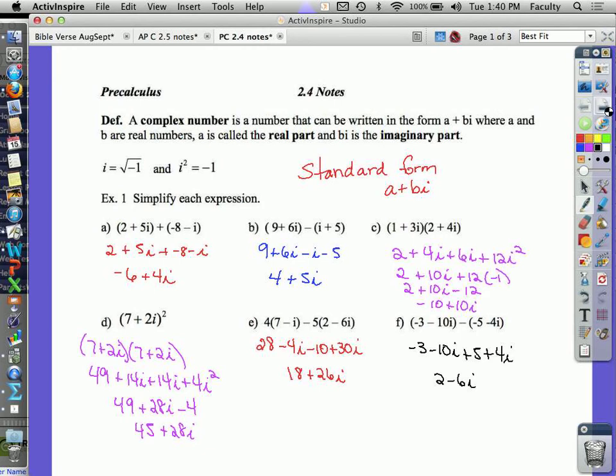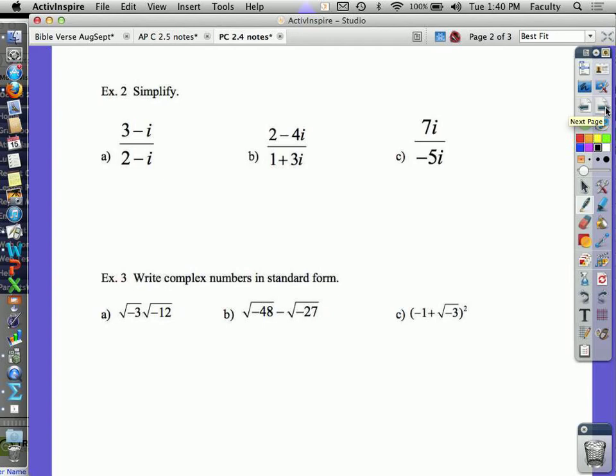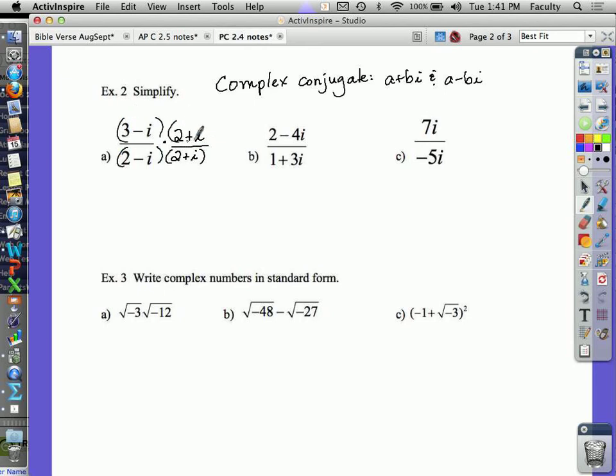Okay, good. All right, in example 2, let me refresh your memory on something called a complex conjugate. Complex conjugates are a plus bi and a minus bi. If i equals the square root of negative 1, then what we know about square roots, you cannot leave a square root in the denominator. So that means i may not be left in the denominator. So what we're going to need to do, when you have a sum or a difference with i in your denominator, you're going to have to multiply by the complex conjugate.